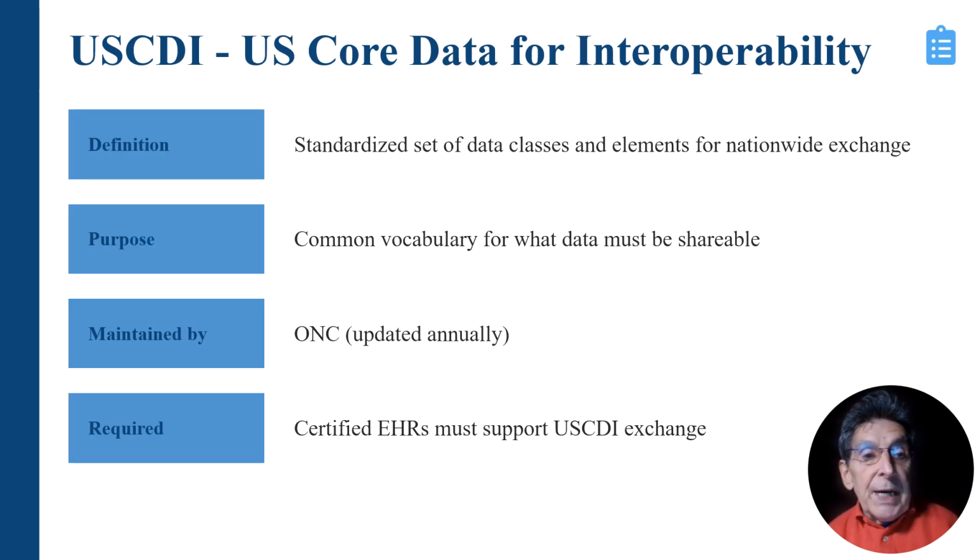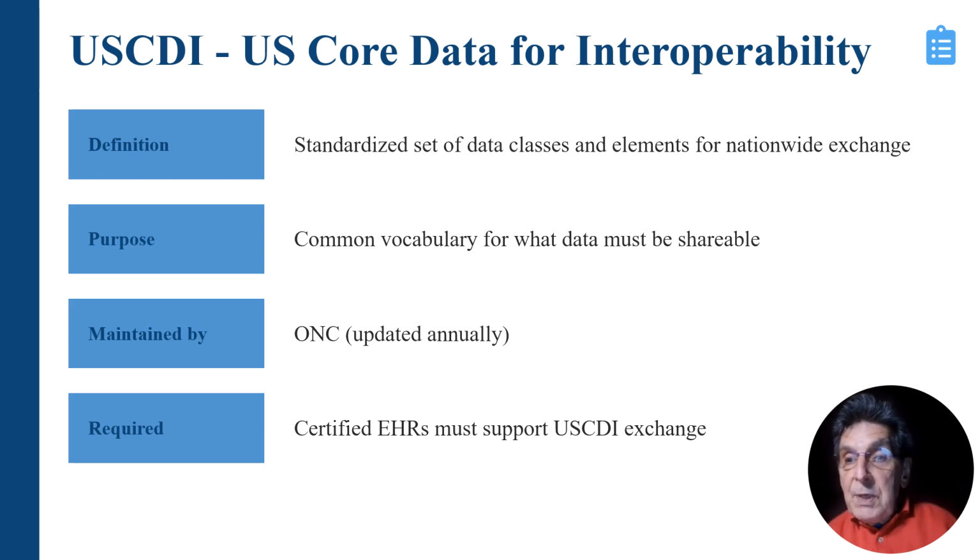What is the USCDI, the U.S. Core Data for Interoperability? It's a different kind of standard from HL7 or openEHR. It defines what data must be exchangeable, not how to exchange it, but what must be available. The definition: a standardized set of data classes and elements for nationwide health information exchange. Think of it as a common vocabulary for what data must be shareable.